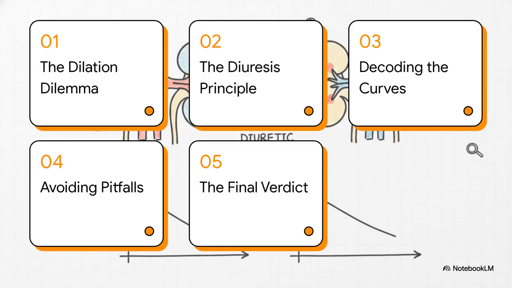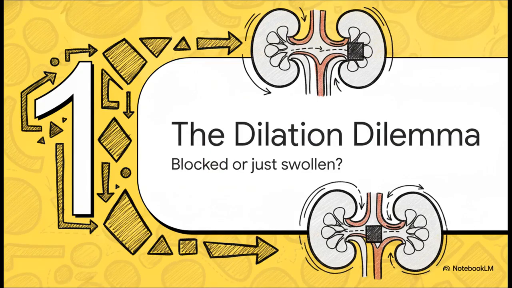To do that, here's our roadmap. We're going to start with the dilation dilemma and then move right into the diuresis principle. After that, we'll decode the actual data curves, look at how to avoid some major diagnostic pitfalls, and then bring it all together for the final verdict. Section 1. The dilation dilemma. Is it blocked or just swollen?